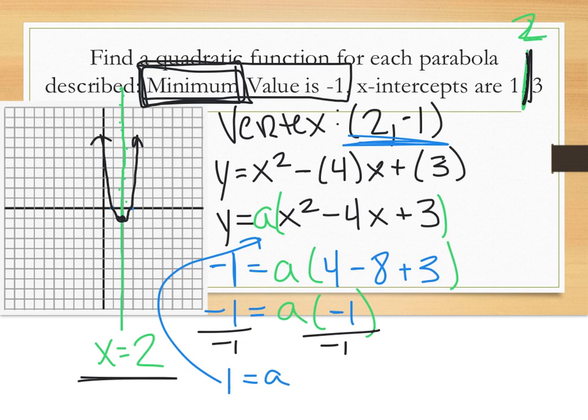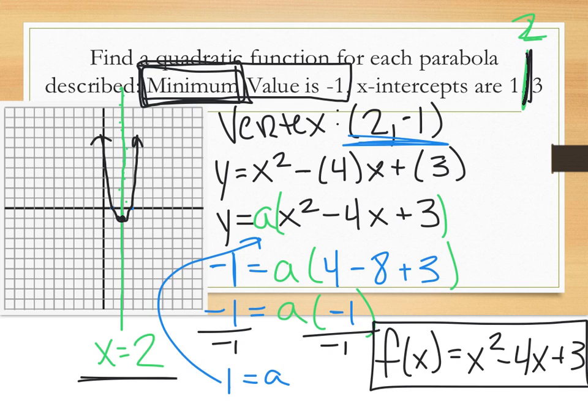So your actual function for the quadratic that was described is f of x is equal to exactly what we found, x squared minus 4x plus 3. And that would be the answer to this problem. I have one more example for you.